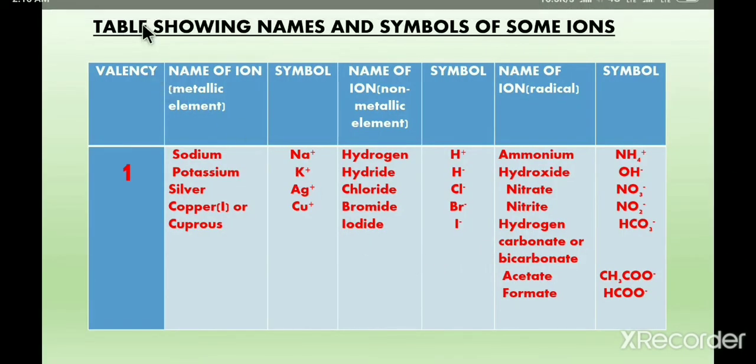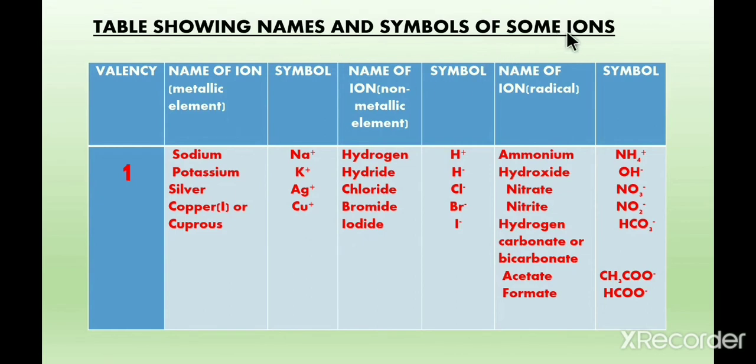Next is a table showing names and symbols of some ions. Students, please read this table carefully. Here are the cations like sodium, potassium, silver, cuprous which have valency 1, and anions like hydrogen, hydride, chloride, bromide, iodide, radicals like ammonium, NH4+, hydroxide, OH-, and so on, which have valency 1.